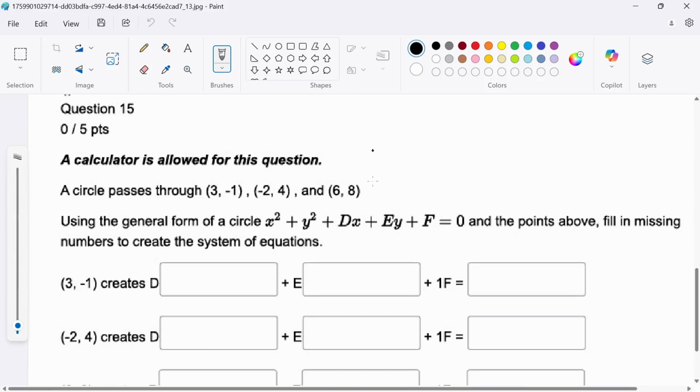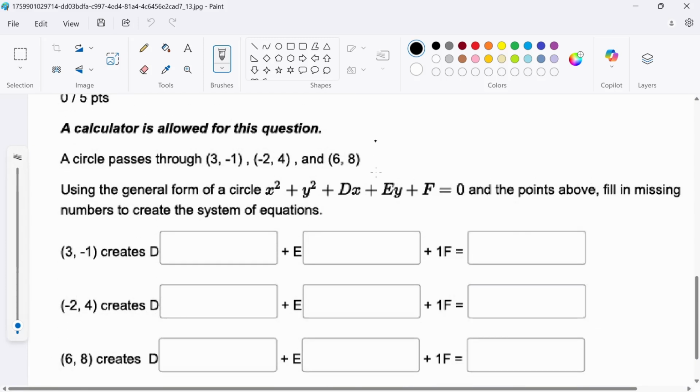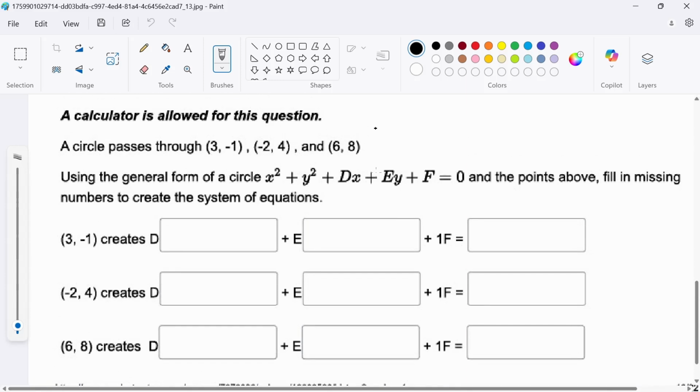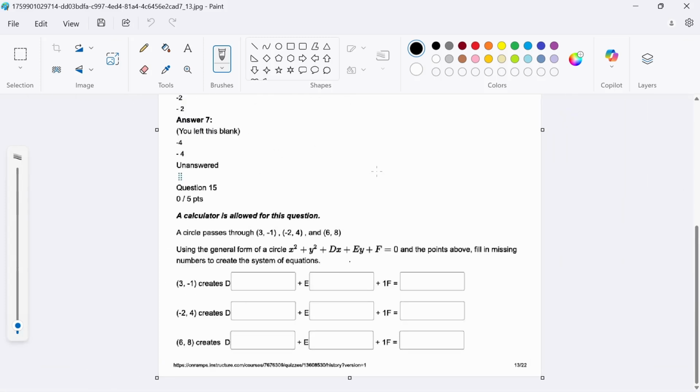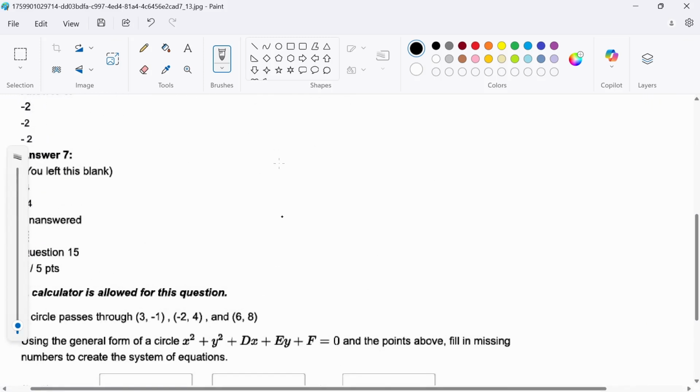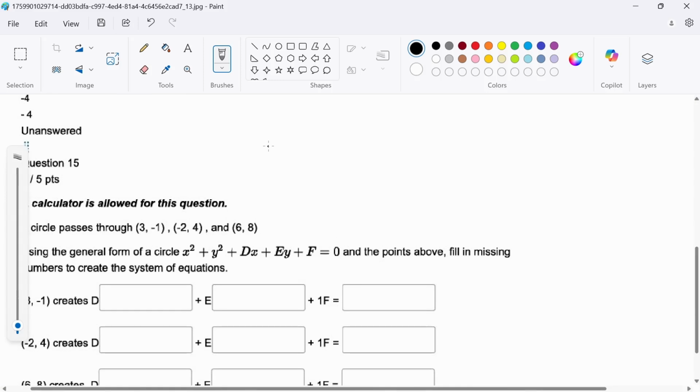Okay, this says a calculator is allowed. A circle passes through 3, negative 1, negative 2, 4, and 6, 8. Use a general form of a circle and the points above to fill in the missing numbers to create a system of equations. I guess I have room to do this up here. So I'm going to do 3, negative 1, negative 2, 4, and 6, 8.